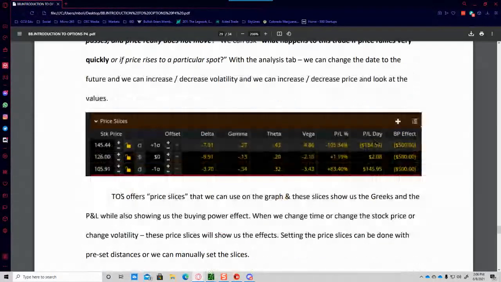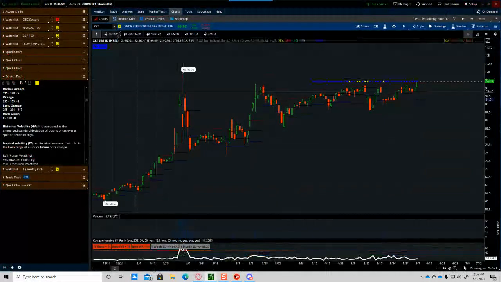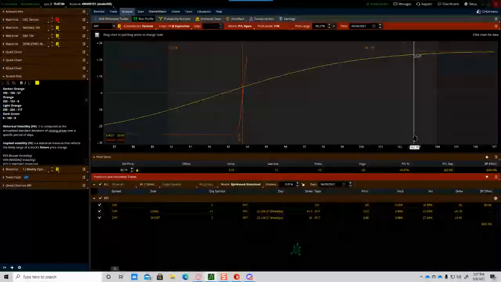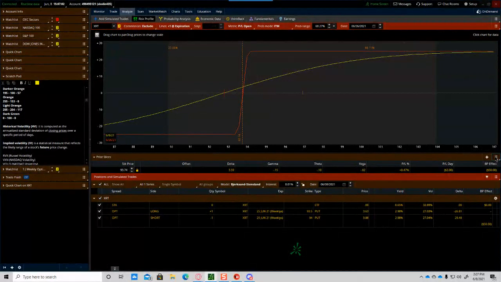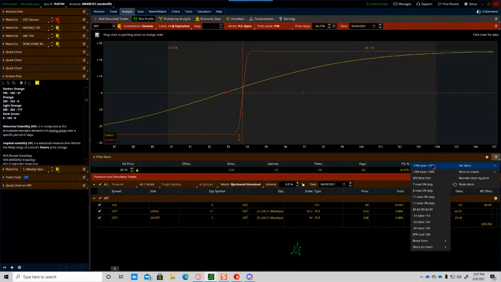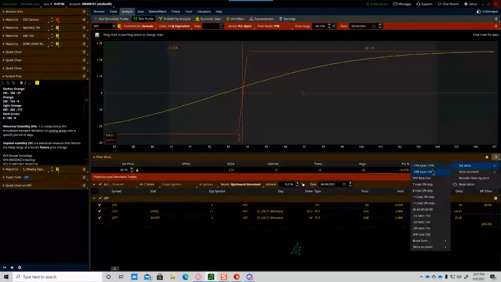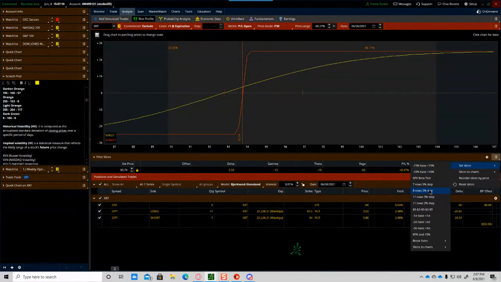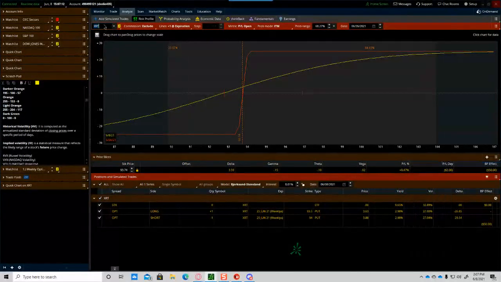So we hit on it already, but there are price slices inside of Thinkorswim on the analysis tab. You can make your own. You don't have to use the drop down, but you can use the drop down for a lot of things, like a 2%. So if I want to know where price is going, it has nothing to do with the trade that we're looking at either. We'll go back to Walmart.